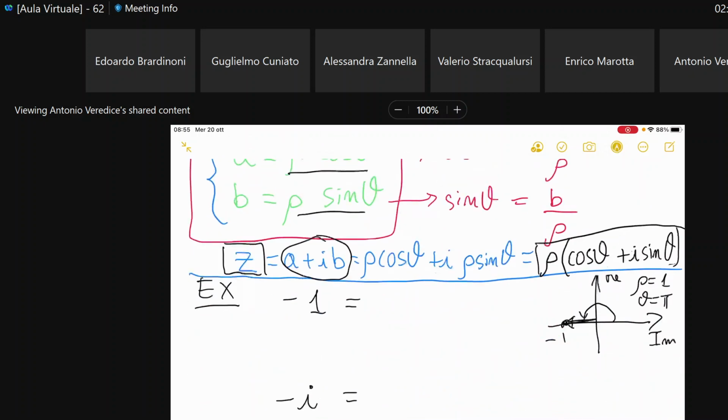So in this example, -1 is a plus ib, the Cartesian representation, where a is -1 and b is 0. It can also be written in this other way, where rho is 1 and theta is pi. So 1 times cosine of pi plus i sine of pi. Actually, cosine of pi is -1 and sine of pi is 0. So these two expressions are equal to each other. Okay with this?